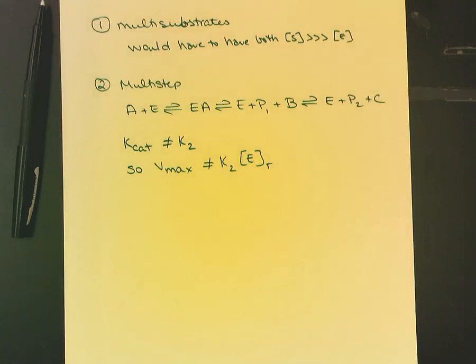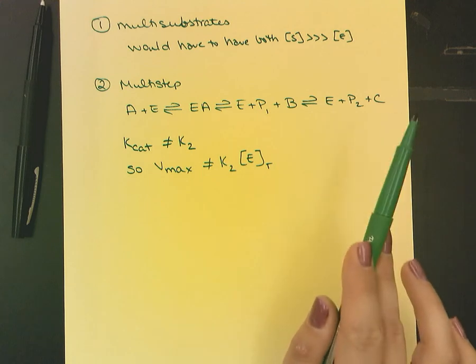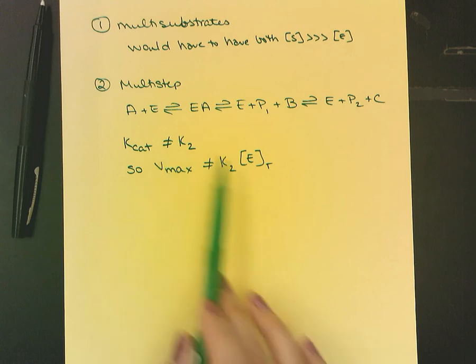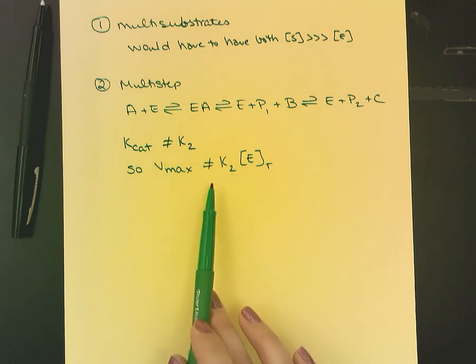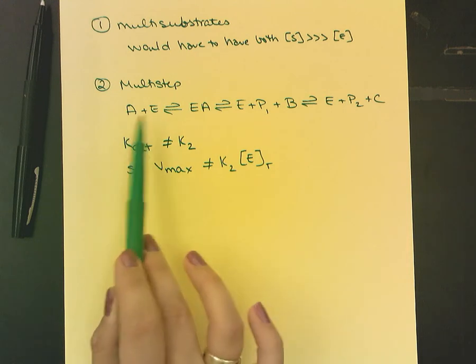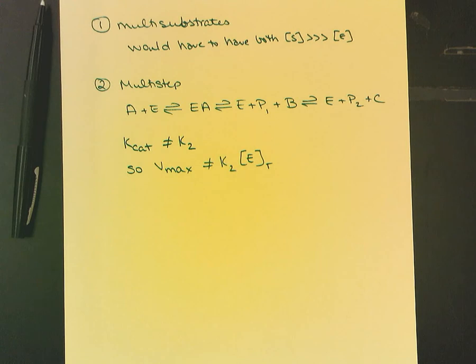We can no longer simply say that kcat is a measure of K2 because there's multiple equilibrium steps and there's no one single straight arrow. And so if that's not true, then this can't be true either. Vmax is no longer related to K2 times the enzyme total concentration. Again, not irrevocably broken. You can figure those things out. It's just not as straightforward.